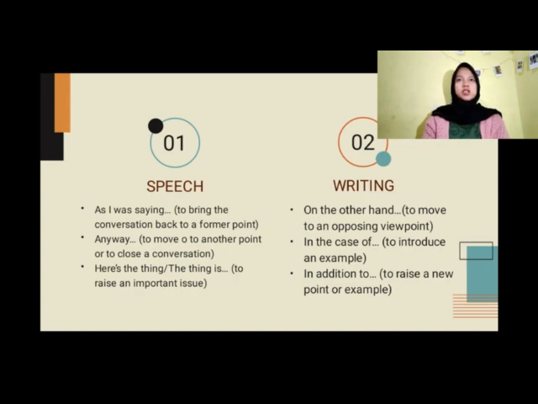Examples of discourse markers used in writing are "on the other hand," which is to move on to an opposing viewpoint; "in the case of," which means to introduce an example; and "in addition to," which is to raise a new point or example. Other discourse markers can be used in all three macro skills. None is limited to just being used in reading, writing, or speaking.